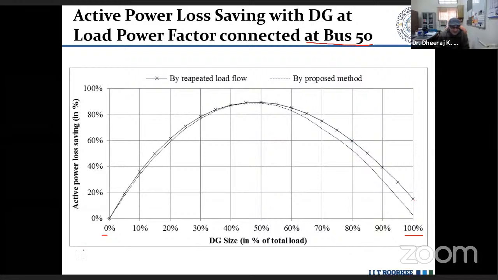For plotting this curve, we need 20 load flows. So 20 load flows for one bus, and suppose we have 50 buses, then 50 into 20. So this many load flows are required. But with the developed expression, we only need the results of the base case load flow and we can compute the loss saving. Both are actually quite close to each other and the trends are also similar. In this way we validated our expression.